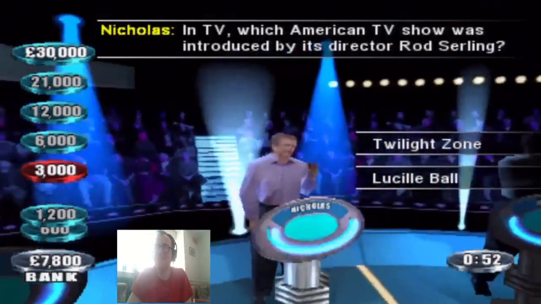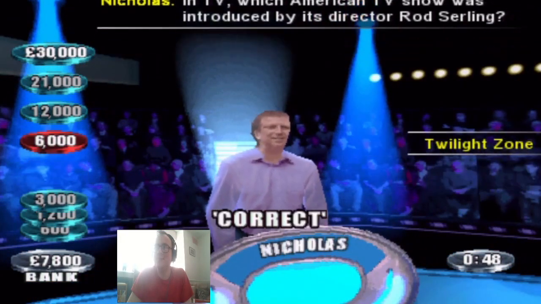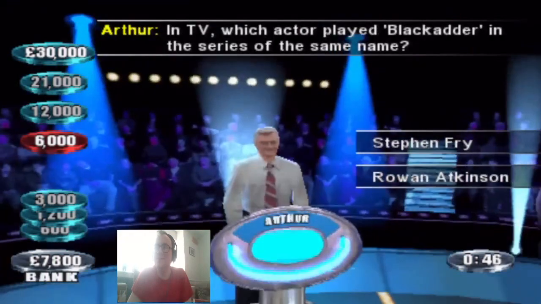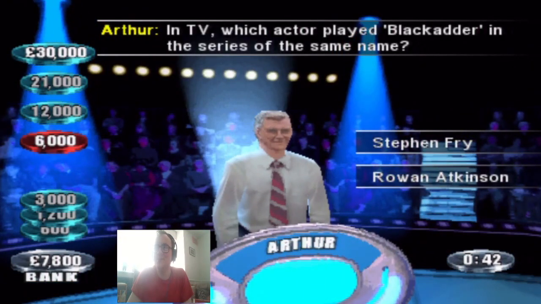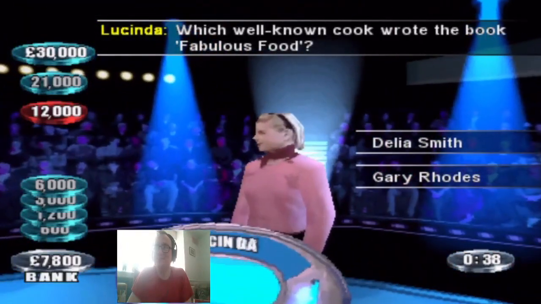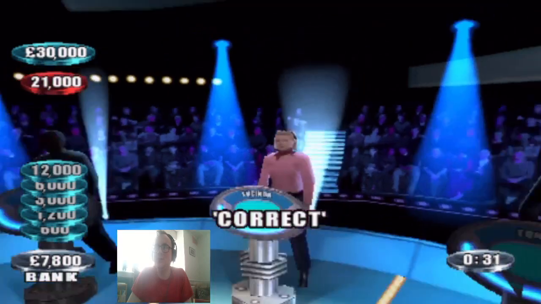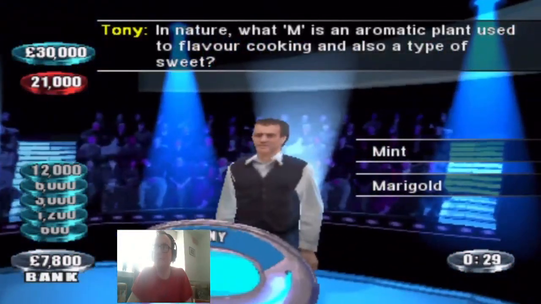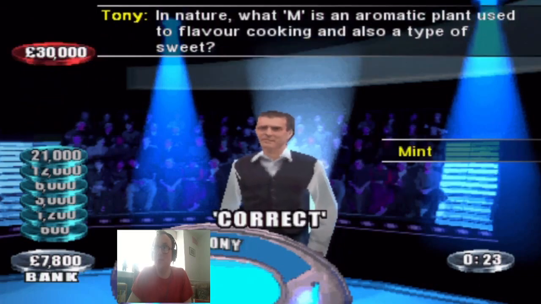Nicholas, in entertainment, which one of these is correct? Oh yes. Correct. All right. Arthur, in entertainment, which one of these Black Adder in the series? That's Rowan Atkinson. Oh, please, yes. Arthur. Correct. Lucinda, in entertainment, which one of these answers is correct? It's Delia Smith, isn't it? Oh yes. Correct. Oh, Gary Rhodes, okay. Nature, which one of these answers is correct? It's mint. Please get this one, Tony. Oh, yes. Correct. Oh my goodness, we are Jules, so close.